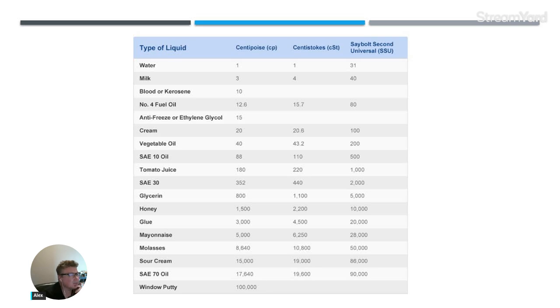Here's another table of types of liquids relative to different viscosities. So tomato juice could be 180 centipoise. Mayonnaise could be 5,000, right? If you're trying to produce it and not mix it with water or something, it's very difficult to produce, right? Window putty, look at this number, you can't really flow that, right?